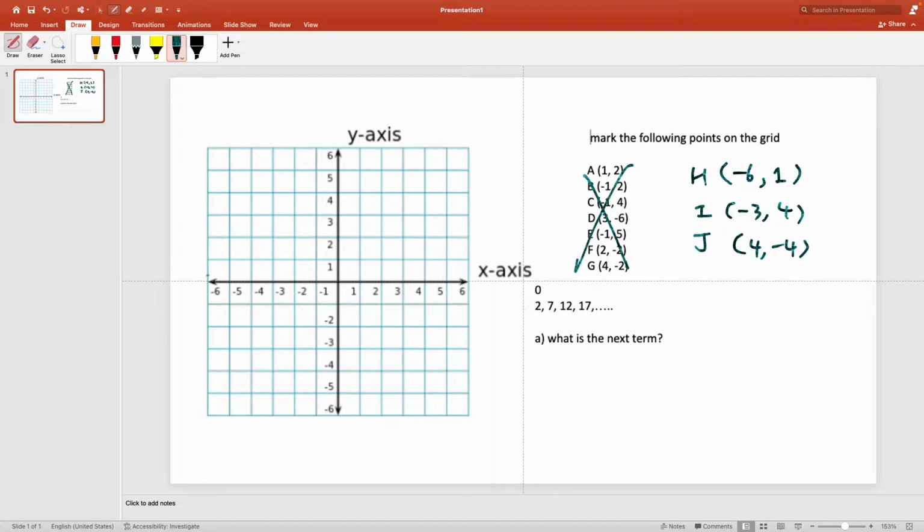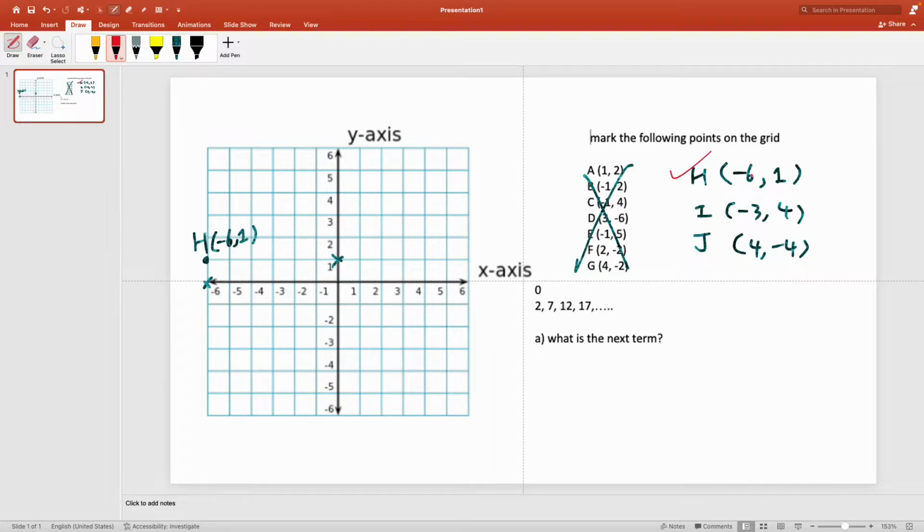Here. Okay, minus 6 first. Then? And here, where they meet. Very good. So this is your point H. If you want to label, you label it this way. Are you clear? Good. Next.